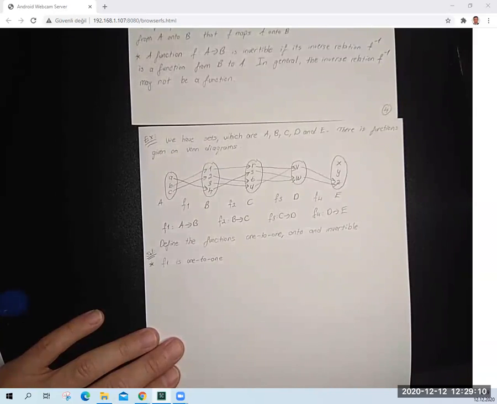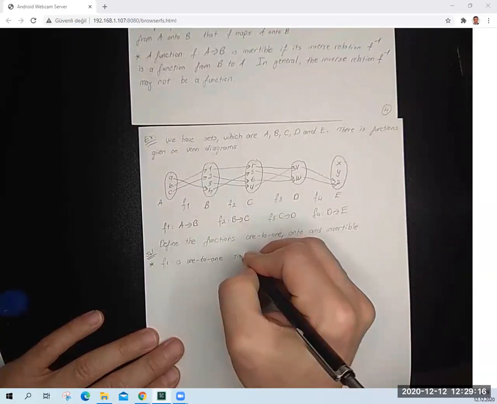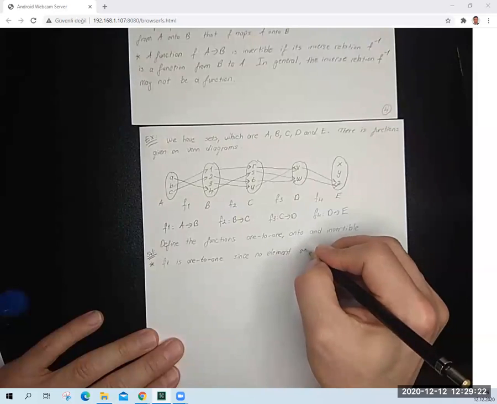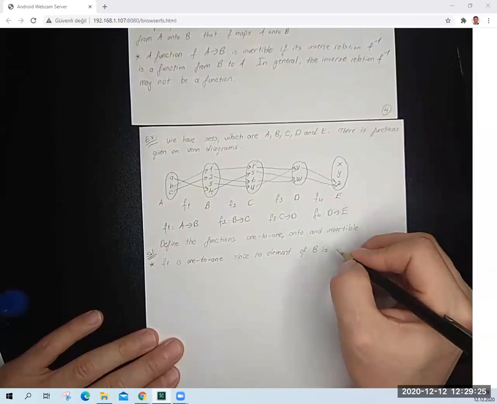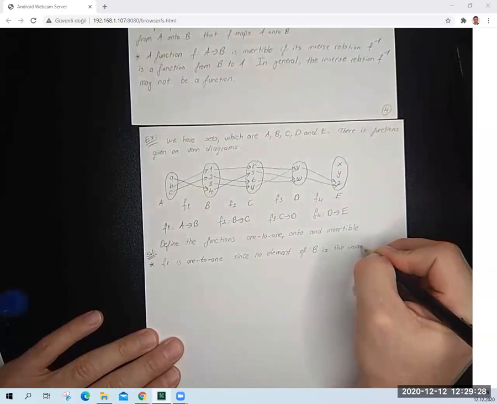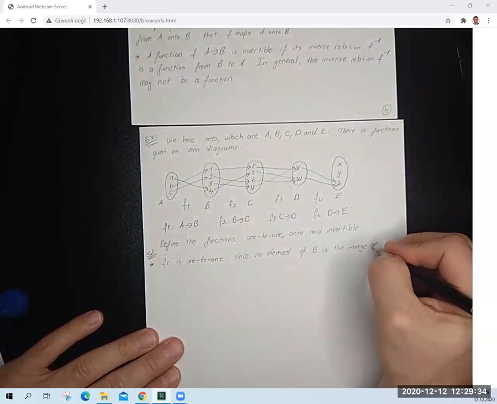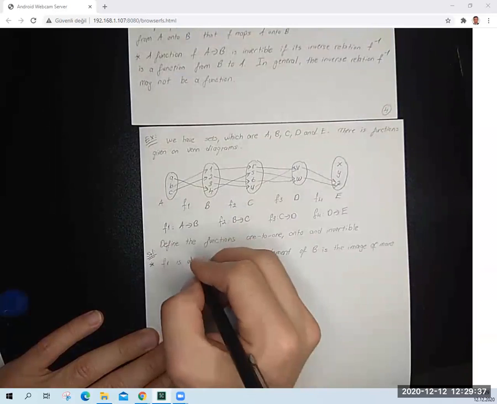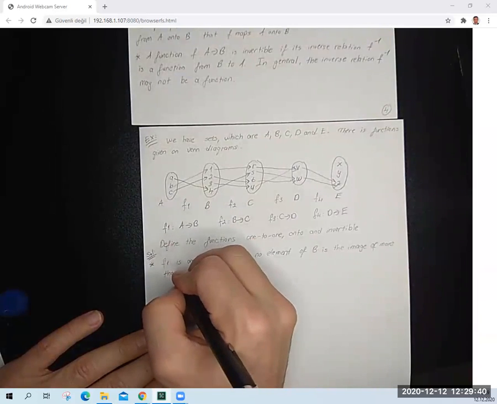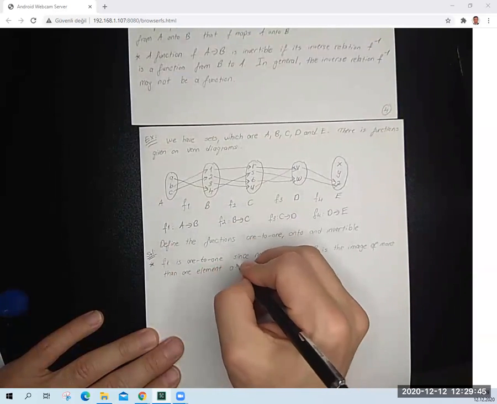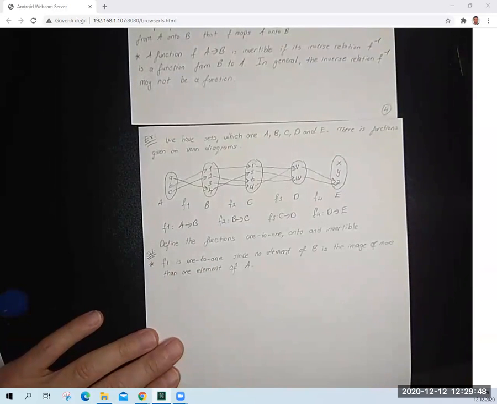Okay, F1 is one-to-one because, as we were writing, no element of B is the image of more than one element of A. So we are looking again at the function F1.